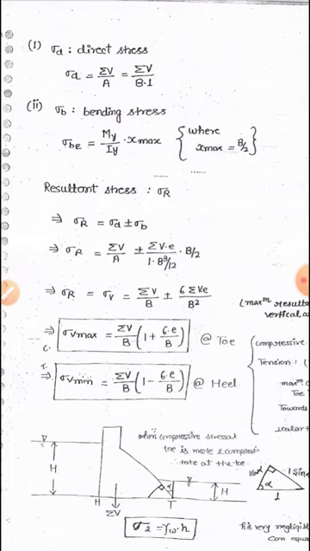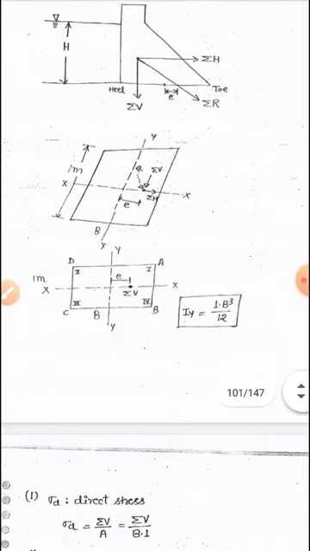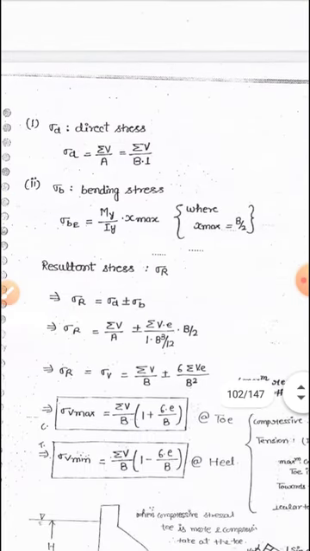The maximum stress, that is sigma V max, will be provided at the end which is nearer to the resultant. Therefore, as you can see in the figure, the resultant is passing through the toe. So the maximum stress will be at the toe.